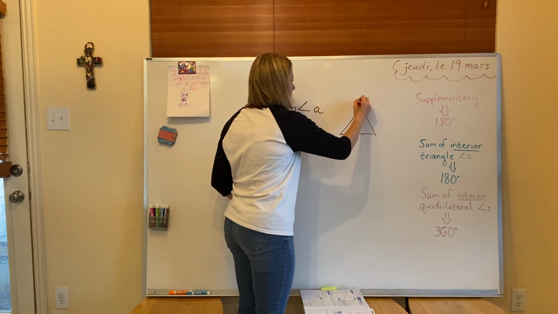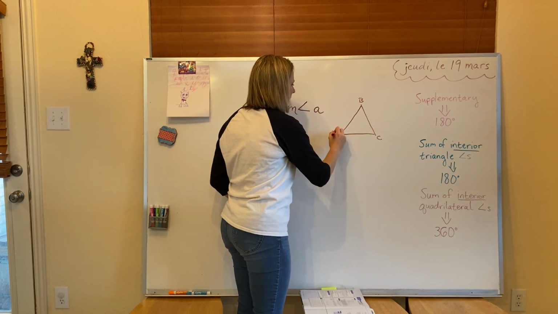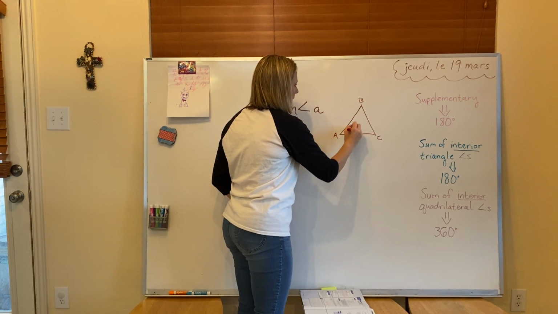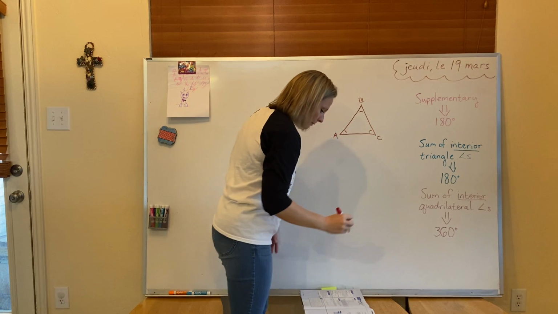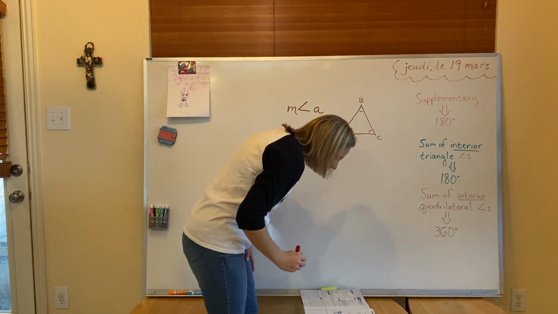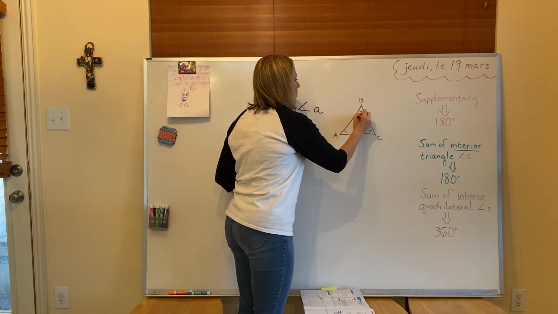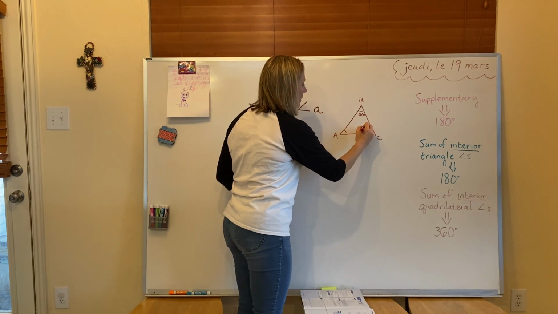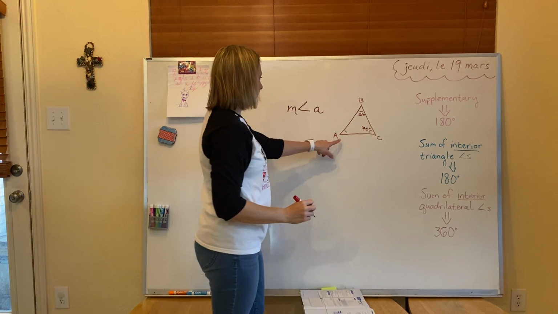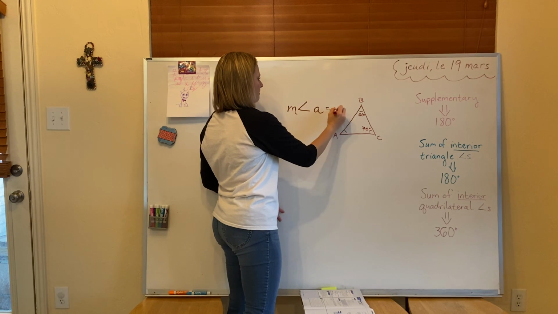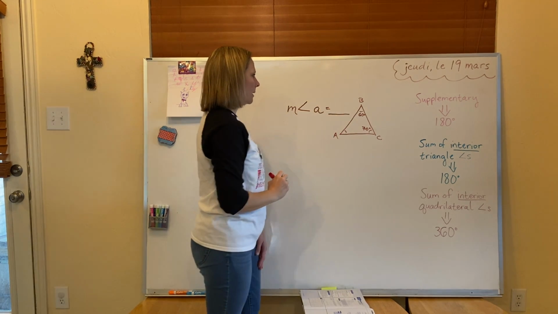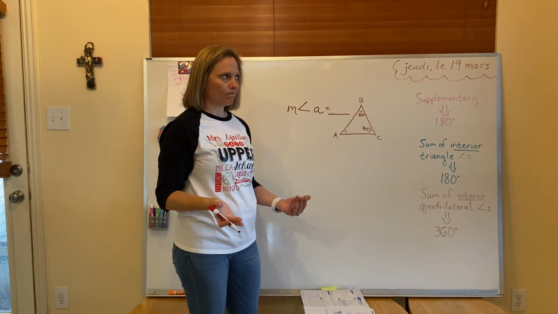They give us the measures of B, 60 degrees, and C, 70 degrees, and we need to figure out A. Fill in the blank. How will we do that, students?